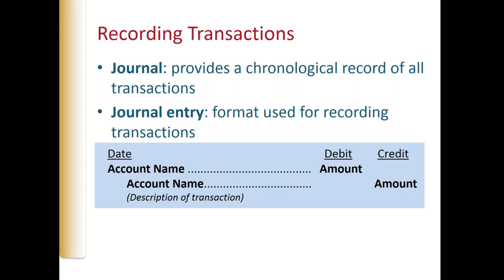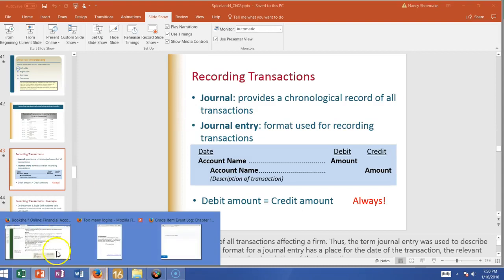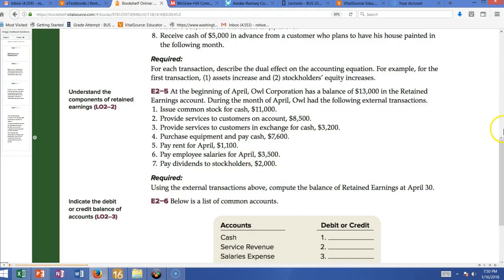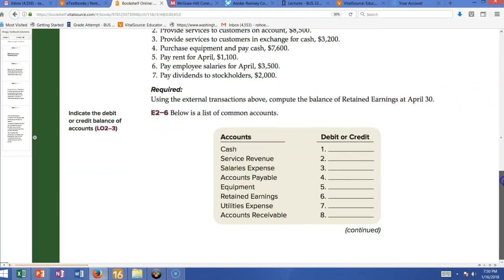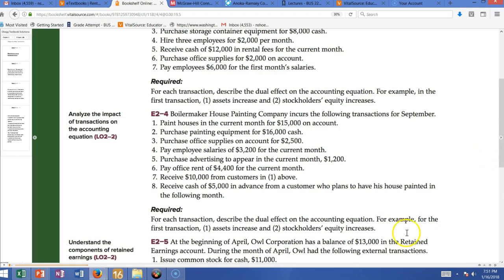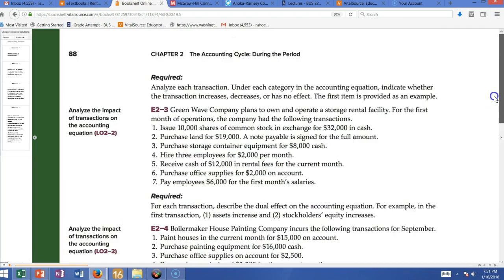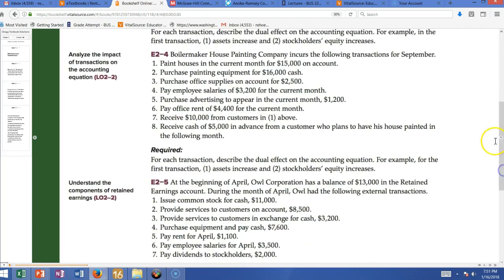You know what, guys? Can I wait a minute? I want to do number 2.6. Let's do 2.6 real quick. Okay? Sorry. 2.6. Below is a list of common accounts. We need to say if the normal balance is a debit or a credit.